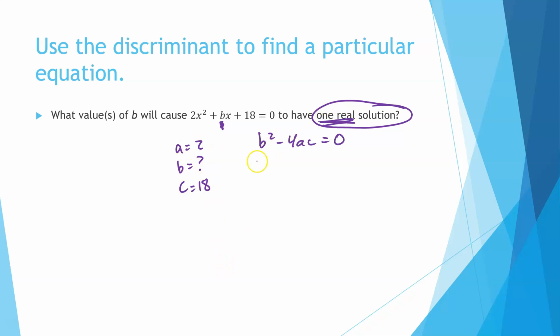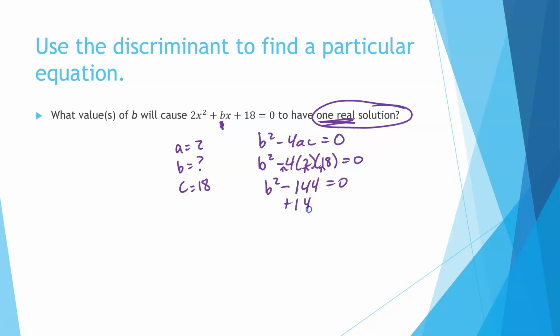So now I substitute what I know. I don't know B, so I keep it as b squared minus 4 times a is 2 times c is 18, and that needs to equal 0. And now I just solve. B squared, again I have a negative times a positive times a positive. One negative means it's minus. 4 times 2 times 18 gives me 144.